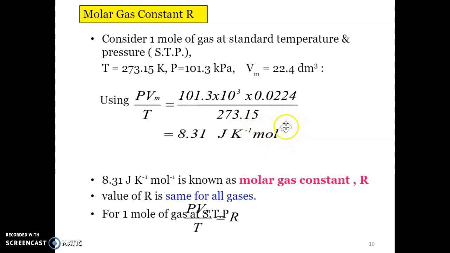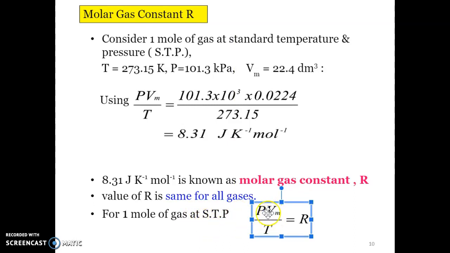I believe you have learned about the term mole or molecules in the chemistry subject, isn't it? So if we have 1 mole, the 8.31 here is known as the molar gas constant. So PV over T is equal to R, or PV over T is equal to 8.31. But bear in mind this is only for 1 mole.